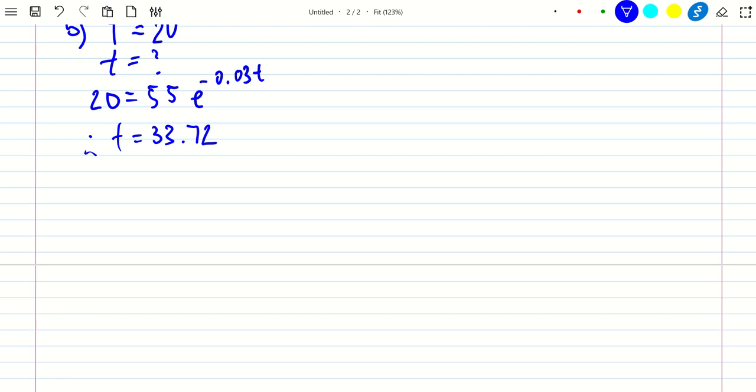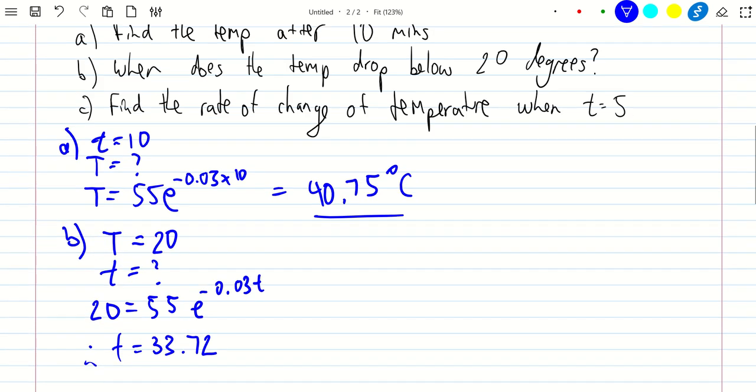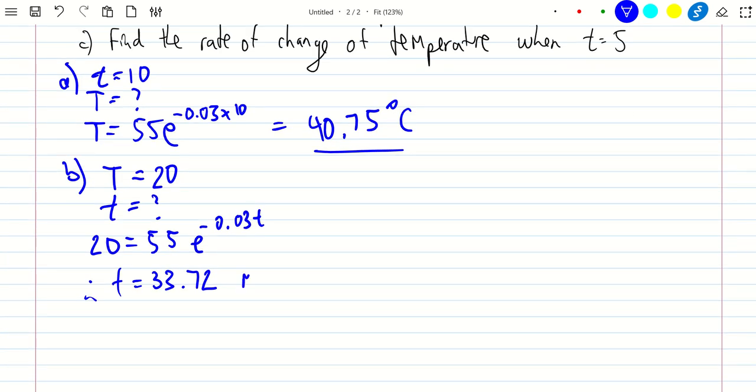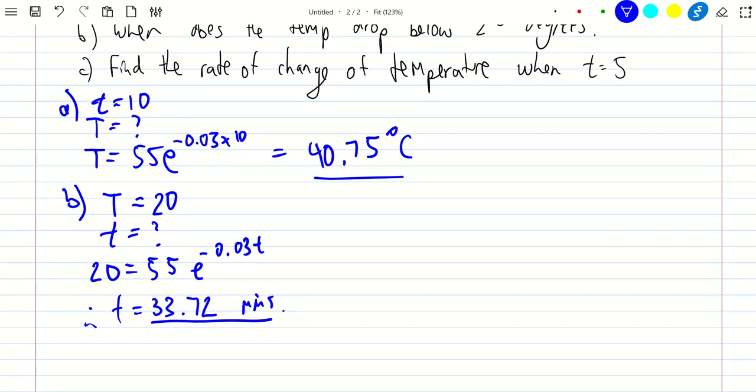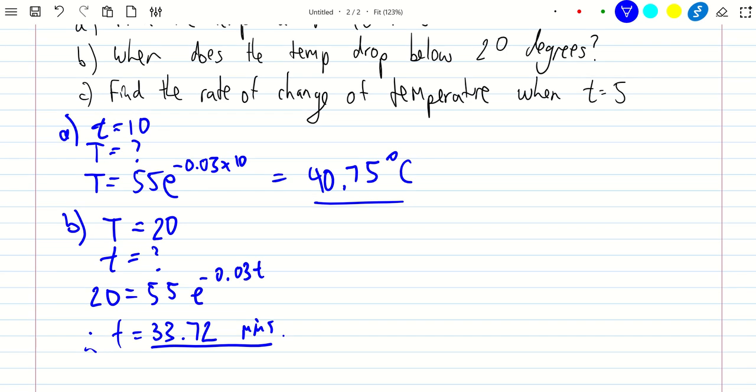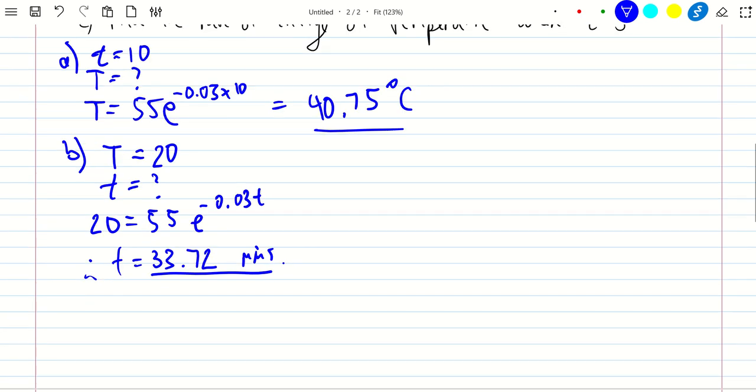Okay, and what was T measured in? T was measured in minutes. So what that's saying is that after 33.72 minutes, the temperature is going to drop below 20 degrees. So that's the answer for part B.